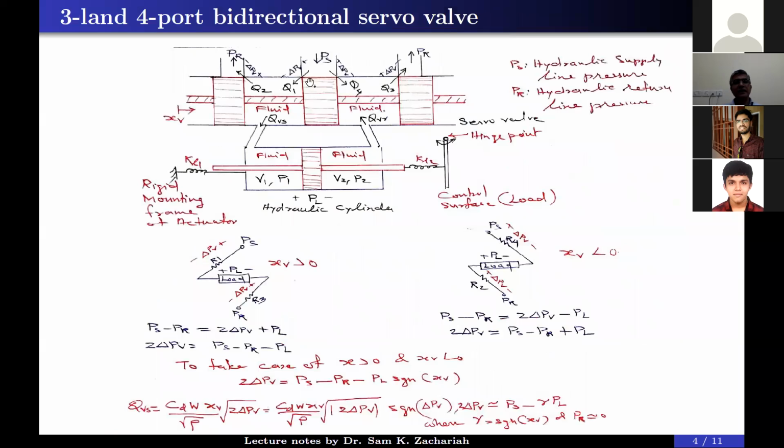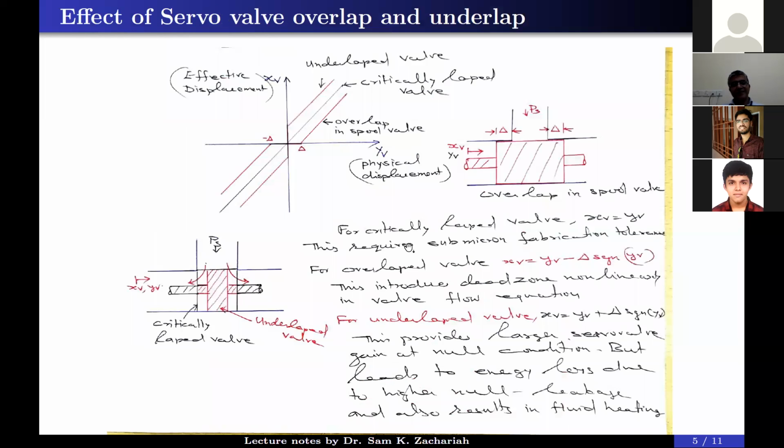For example, consider this case. We are giving 0 command to the actuator and hence 0 command to the spool valve, but there will be a flow from PS to PR because here there is an underlap, here there is an underlap. There is one flow path here, there is another flow path here. Unnecessarily, the pressurized fluid supply is lost. This leads to energy loss as well as heating of the fluid. That is not a good thing. So neither underlap nor overlap is good.